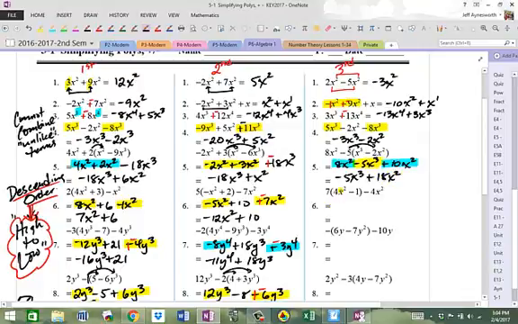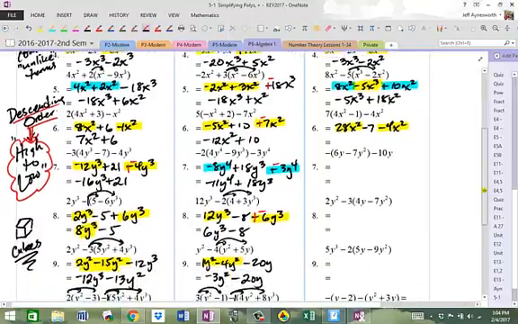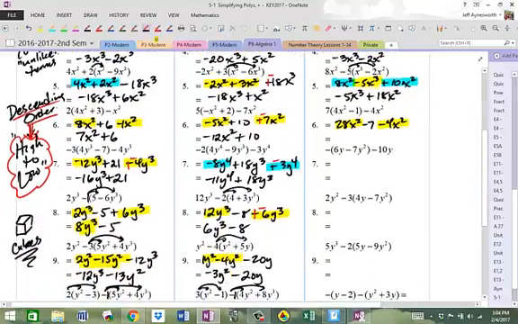Number 6, we distribute through the 7, so you have 28x squared minus 7, because 7 times 1 is 7, minus 4x squared. I see some like terms here, so we combine our squares like we've been doing all lesson long. 28 minus 4 is 24. All right, so 24x squared minus 7 is our result.